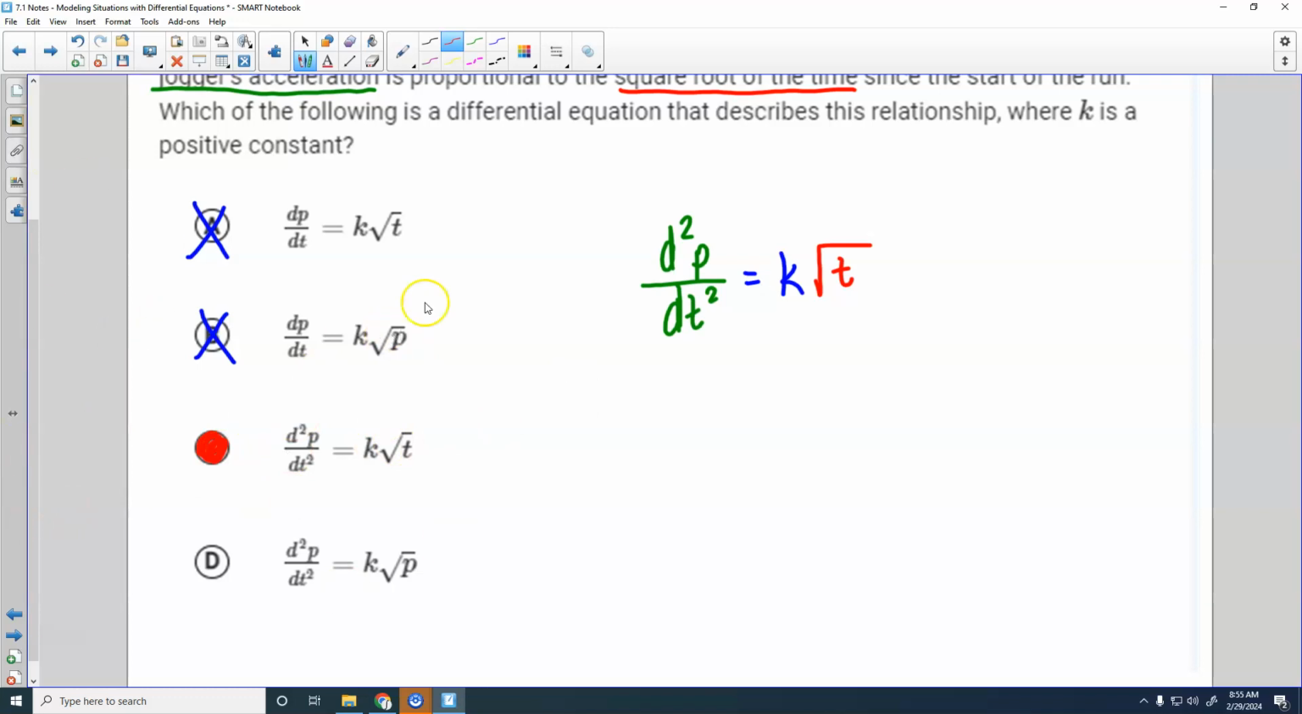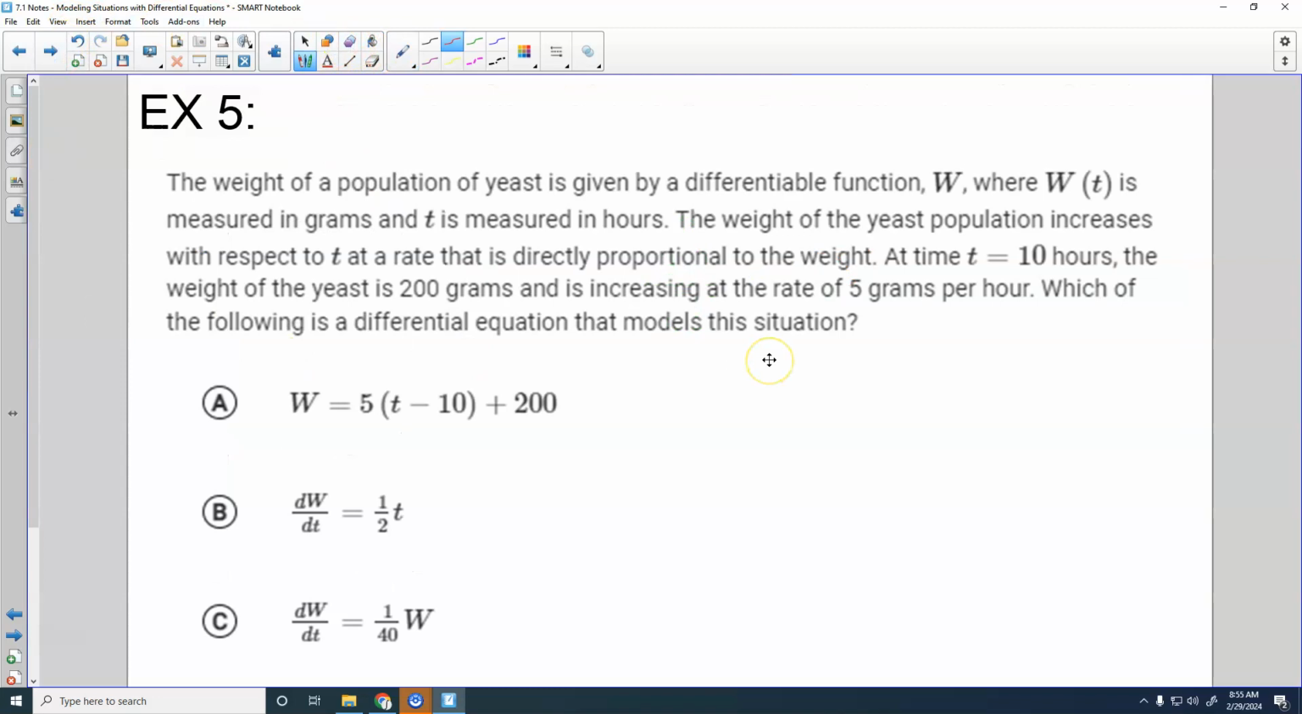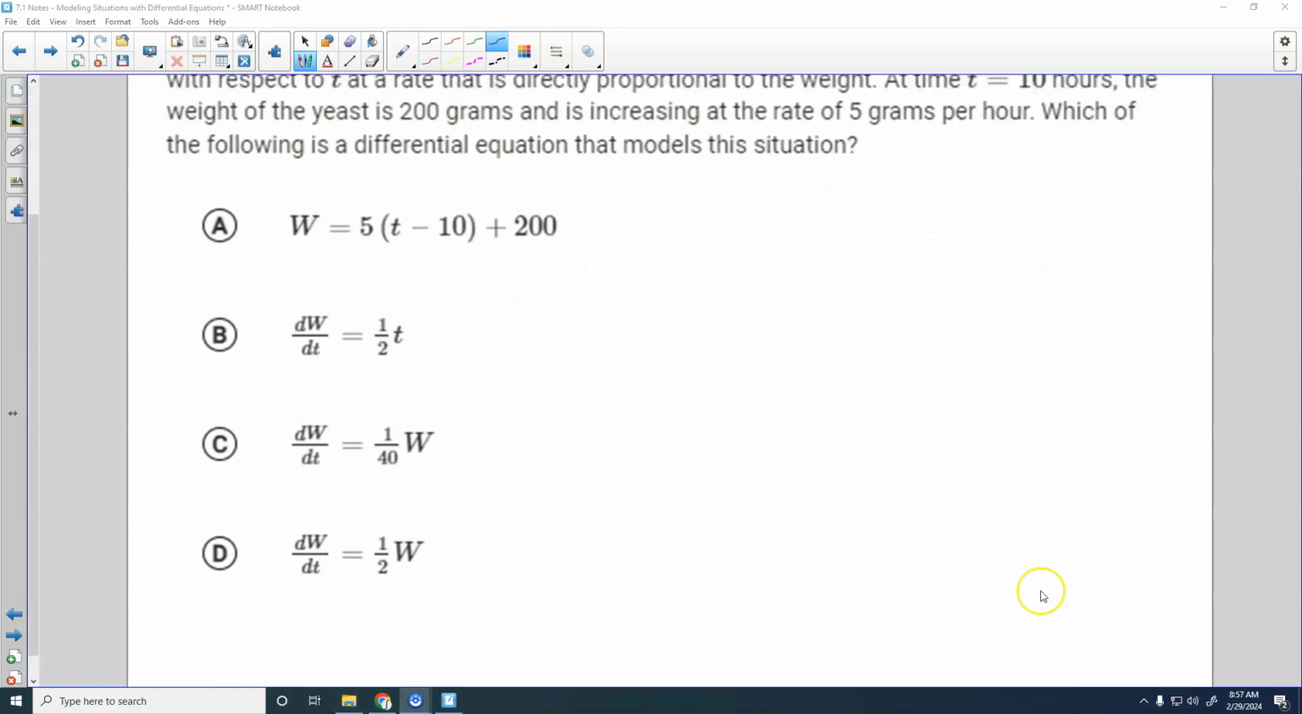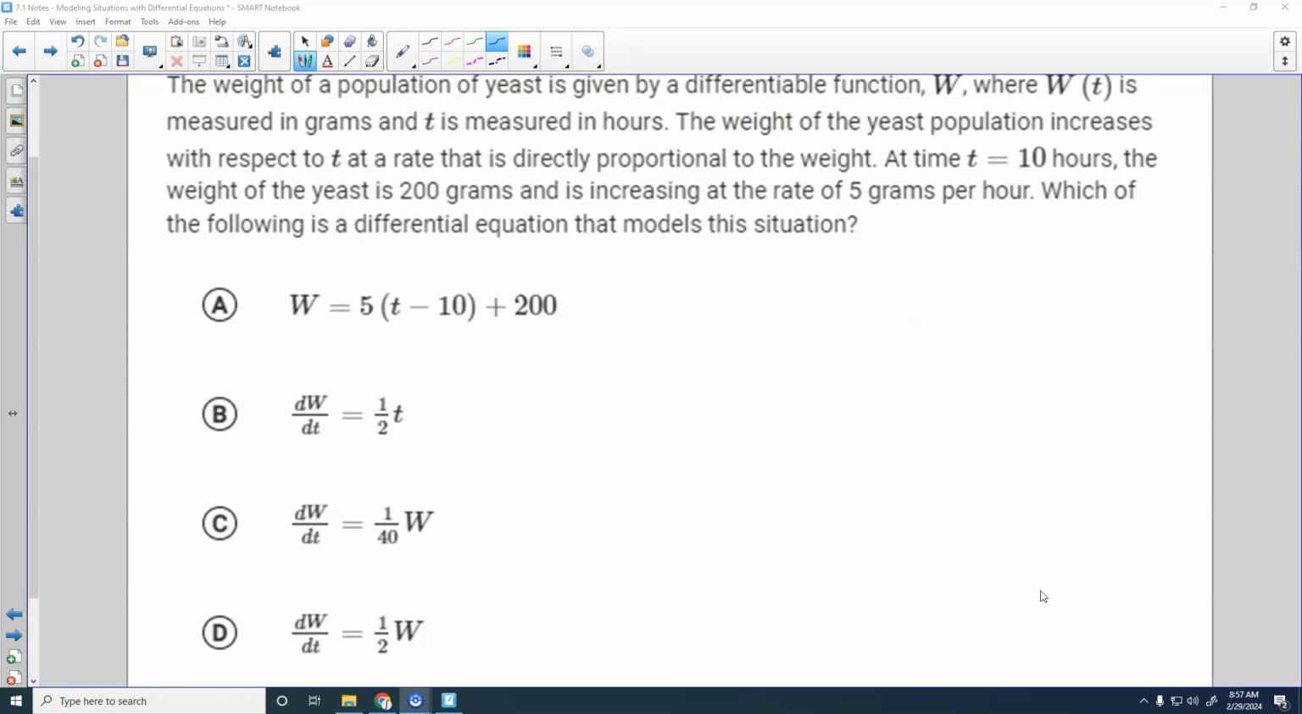Okay? Questions? All right, try this next one. It is similar to one we've already seen, so try that one on your own. Okay, check with your neighbors, see what they got. See if you get the same thing.